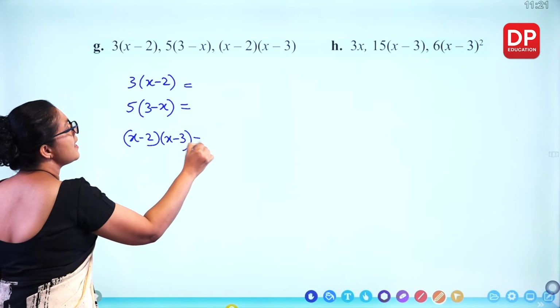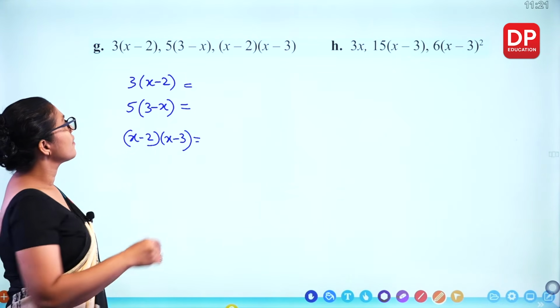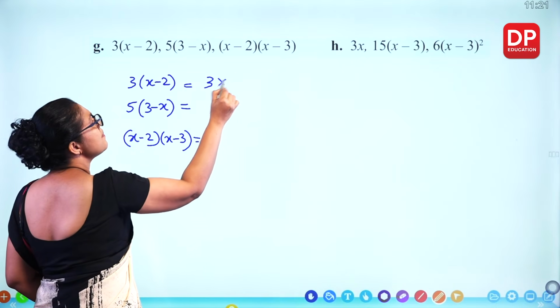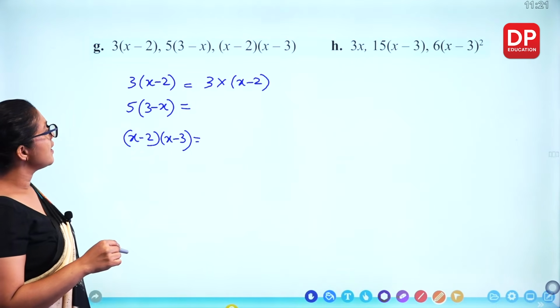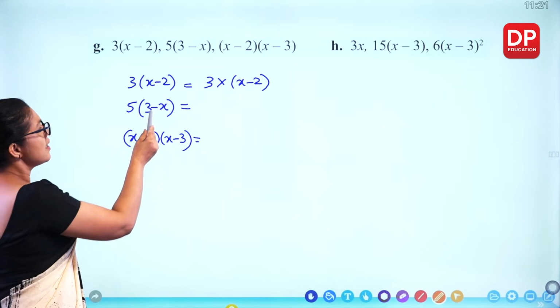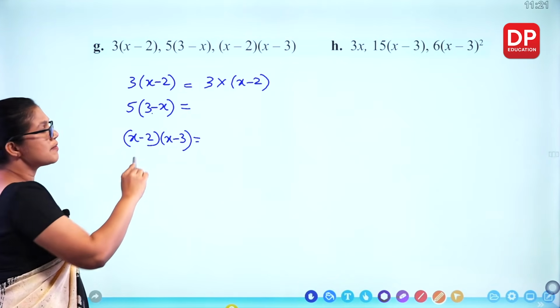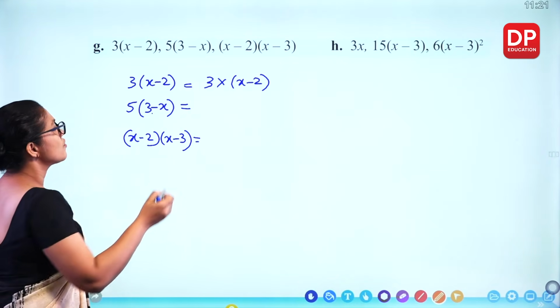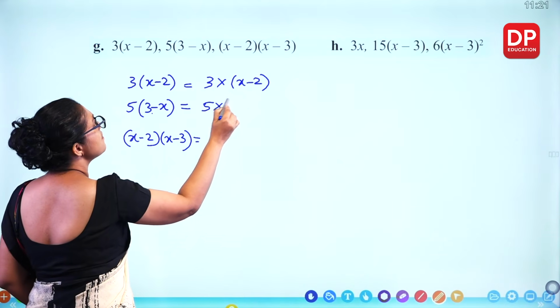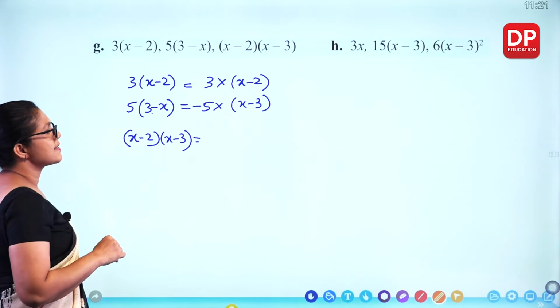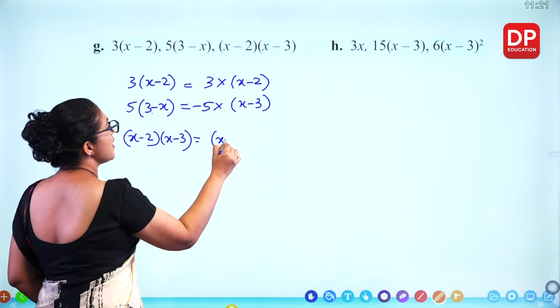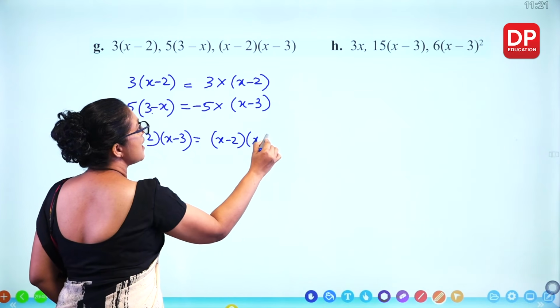Now we'll rewrite the factors. I can write 3 times x minus 2. Here, how can I write this one? I'll write this one in terms of x minus 3. So I can write 5 times x minus 3, but there's a minus sign. This one, x minus 2, x minus 3.